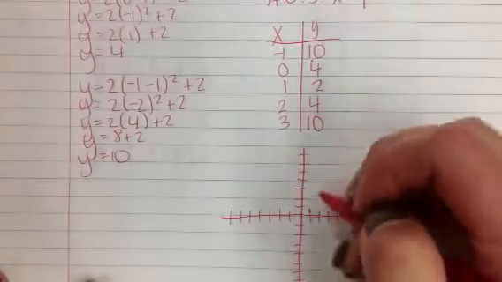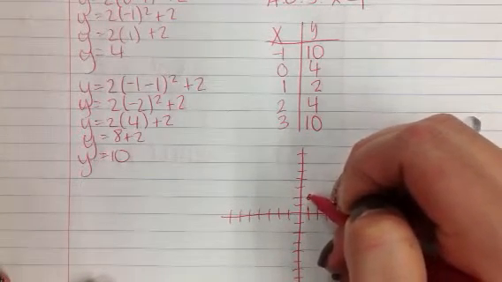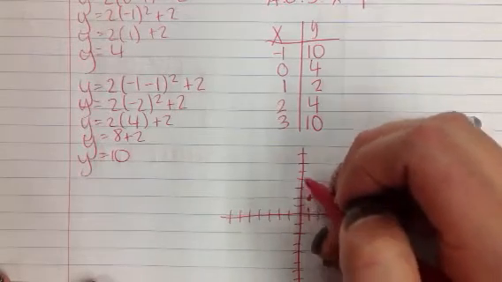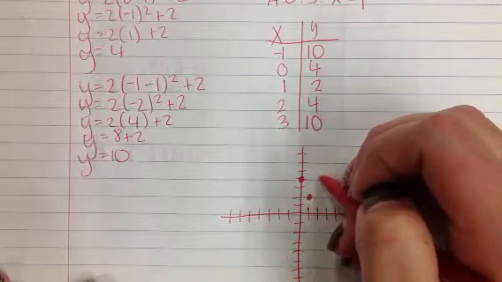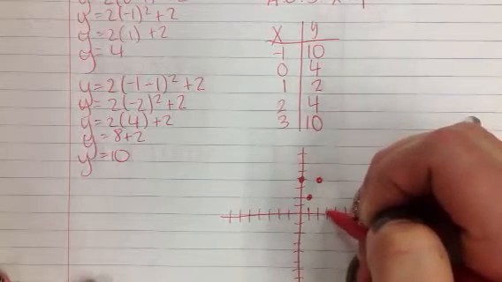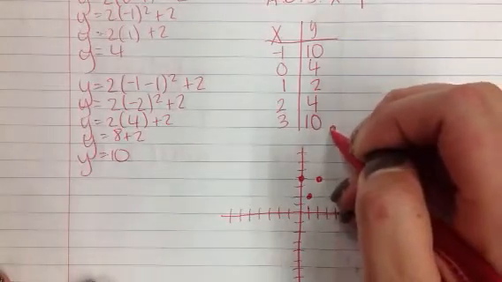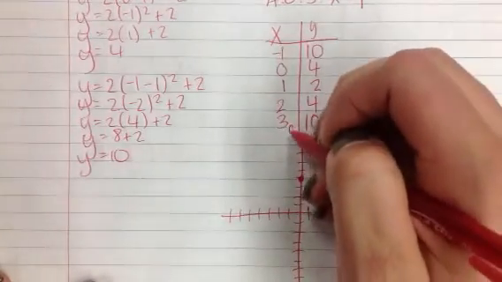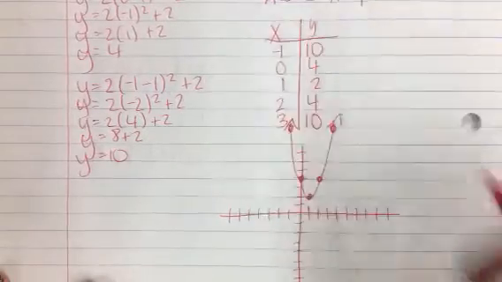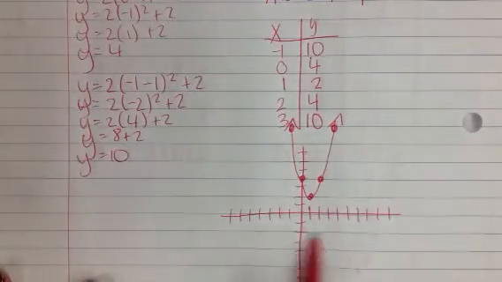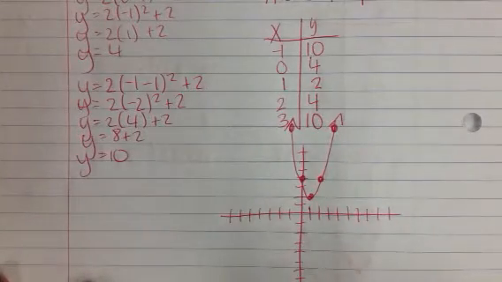I have my vertex at 1 comma 2. And I have a point at 0, 4, point at 2, 4, 3, 10, which is going to be way up there, negative 1, 10. Connect my dots, and there's my parabola. Again, this graph does not cross the x-axis, so I have 0 roots.